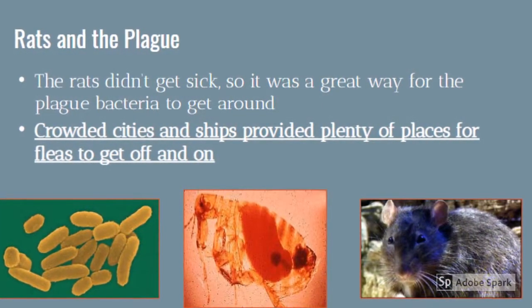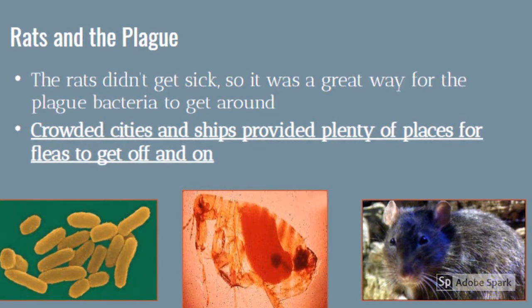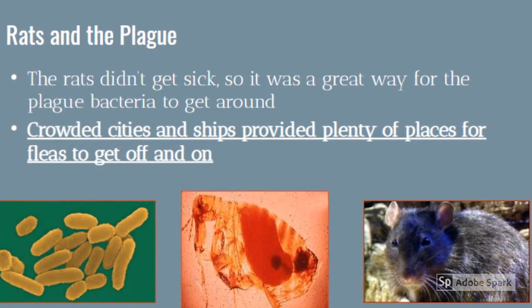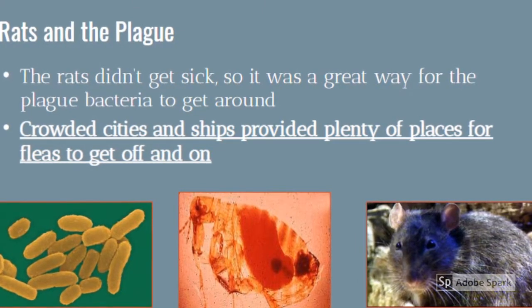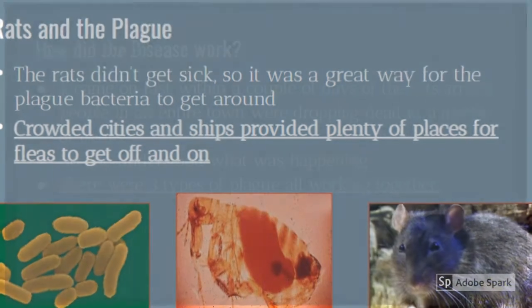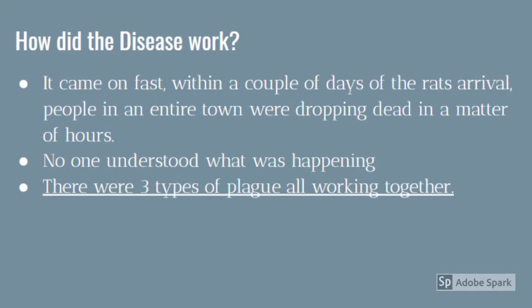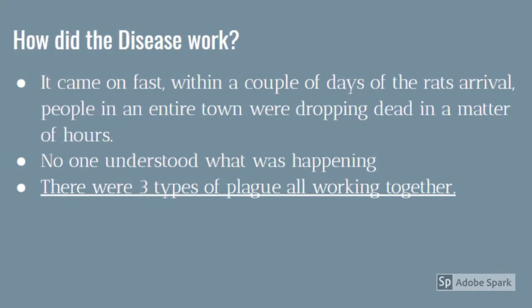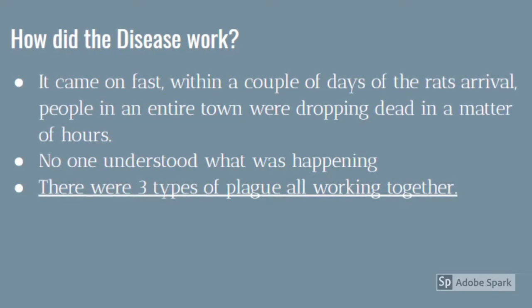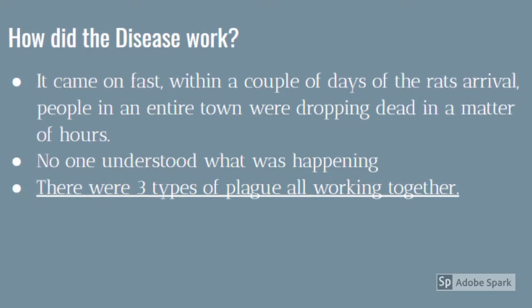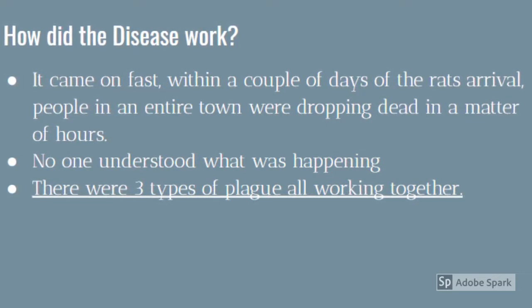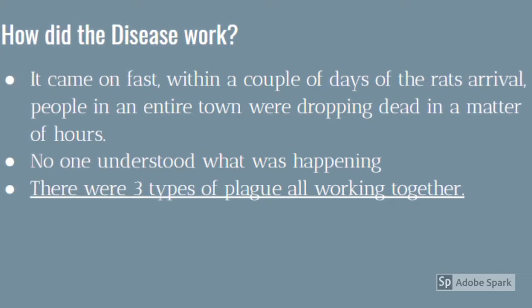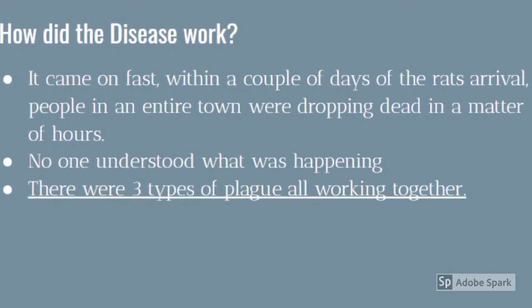The rats themselves were immune to the disease, so they didn't get sick, but the cities provided plenty of places for fleas to get off and on their rat hosts. The disease, once it makes contact with people, spreads fast. Within days of the ship's arrival, people all around town were dropping dead. The scary part was, no one knew what was happening or how to prevent it from happening to them. Many people thought it was a punishment sent from God.